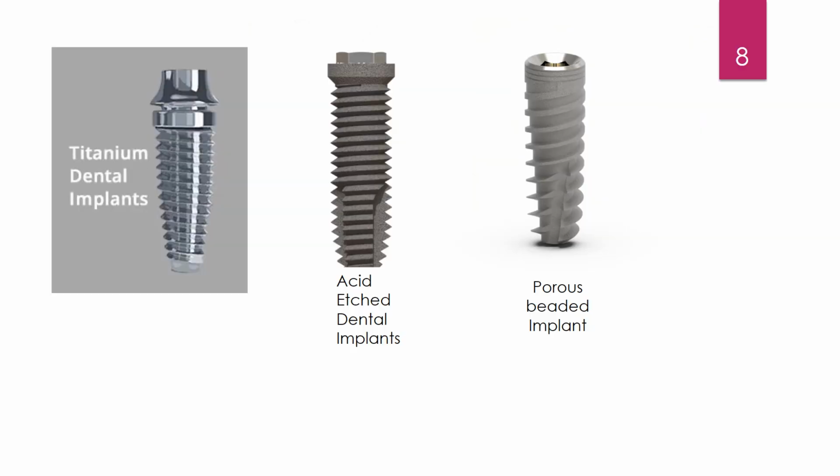Okay, coming to according to the material or the texture. So this is a pure titanium dental implant. This is the acid etched. So titanium is present on top. It is acid etched, and this is the porous beaded type of implant.